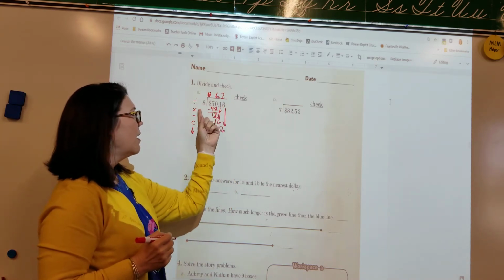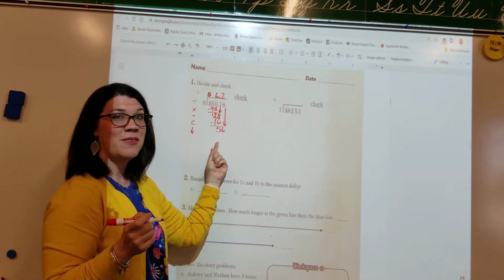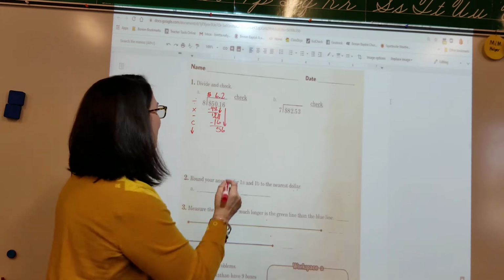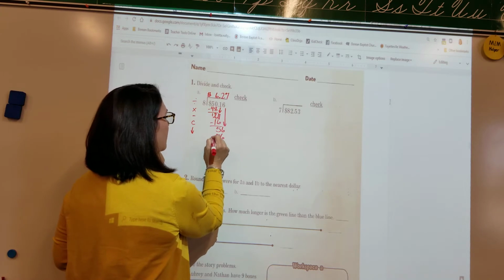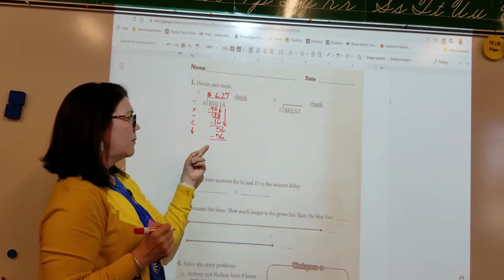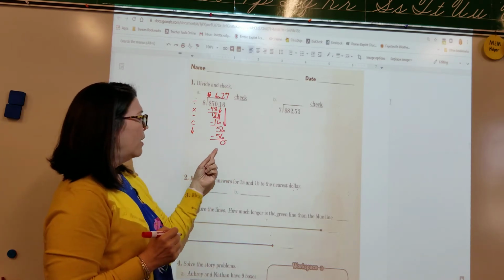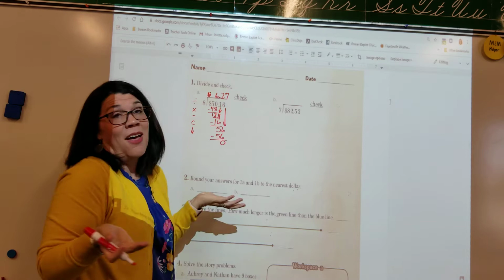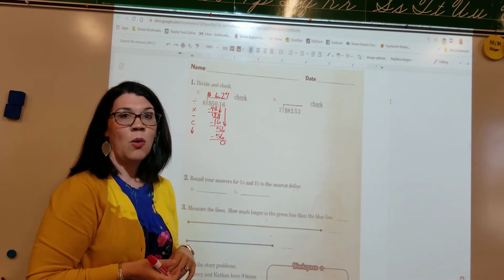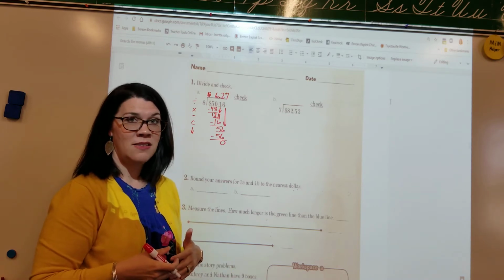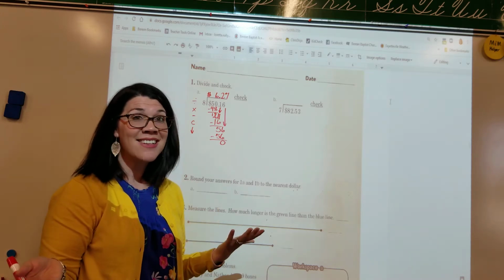Now I need something times 8 that will give me 56. I like these because they work perfectly. What times 8 is 56? That should be 7. So I'm going to write that there. 7 times 8 is 56. Now I need to subtract. 56 minus 56 is, hope you said 0, you would be correct. Then I compare. Is 0 less than 8? Of course it is. And there's nothing left to bring down, so we're finished. We have our answer. How would we read this answer? Well, it would be $6.27.